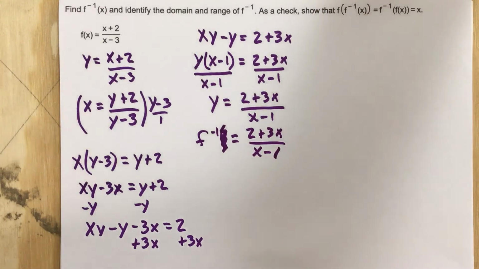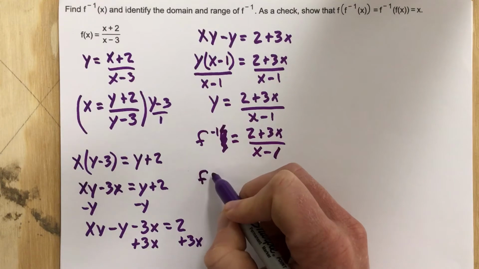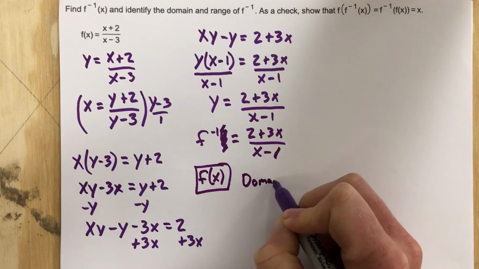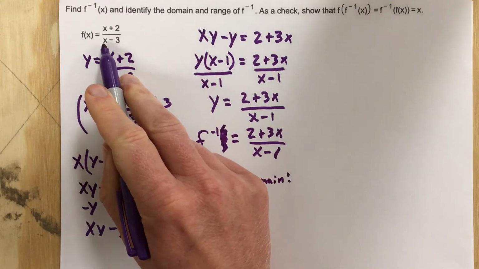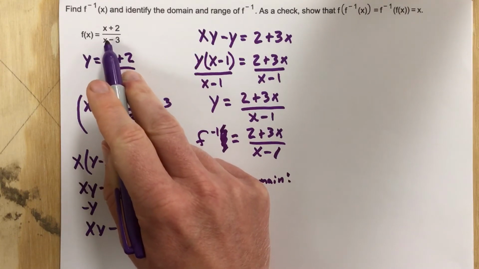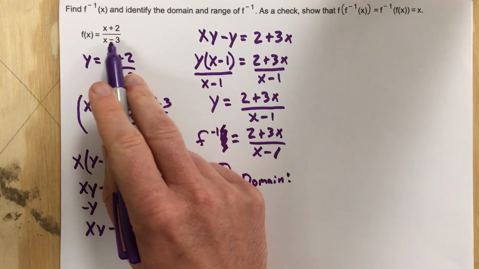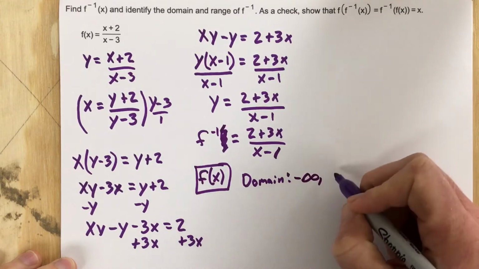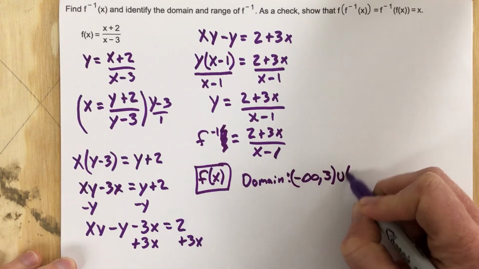Now, what's the domain and range? So for the f function, let's look at f of x. Its domain is going to be any number except for 3. Because it's rational, we can't plug 3 in because we can't divide by 0. So when we put 3 in, that's 3 minus 3, which is 0, and we can't divide by it. So our domain for the f function is going to be negative infinity up to 3, not including it, union 3 to infinity.